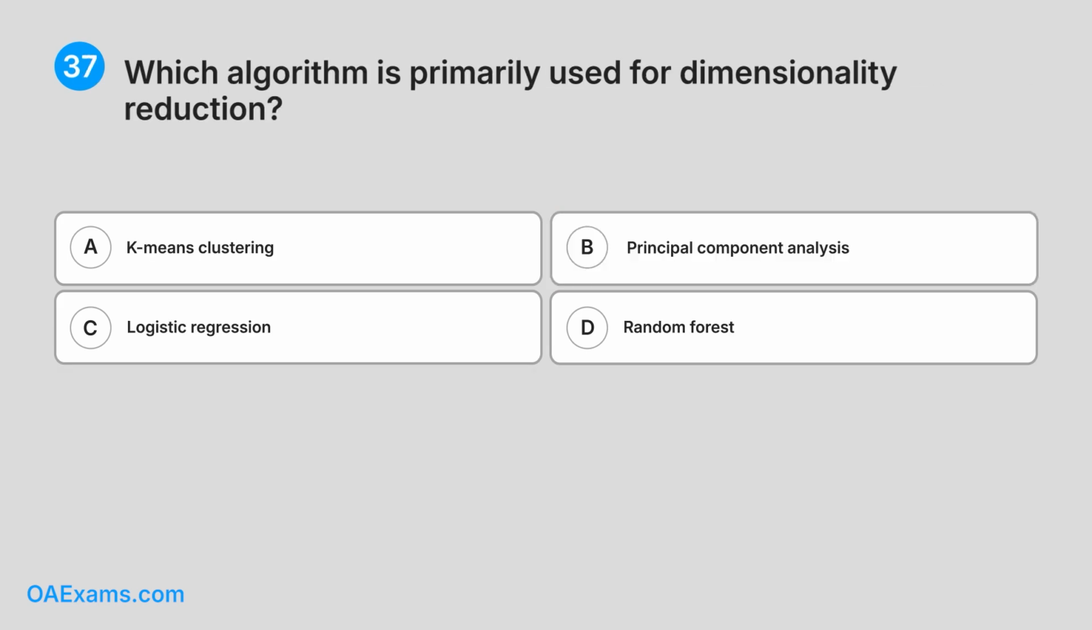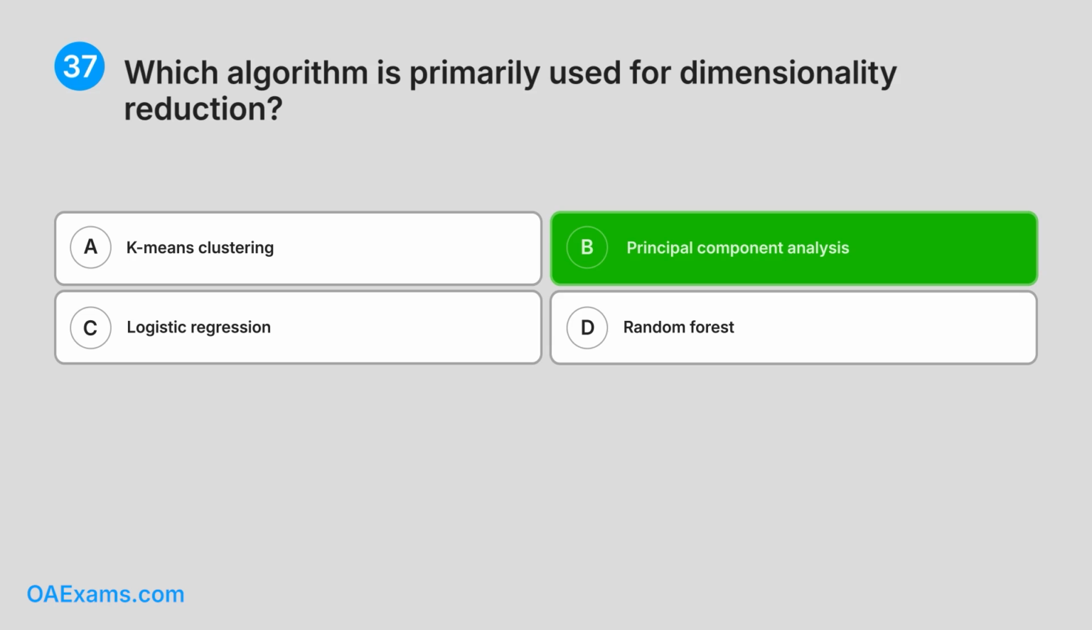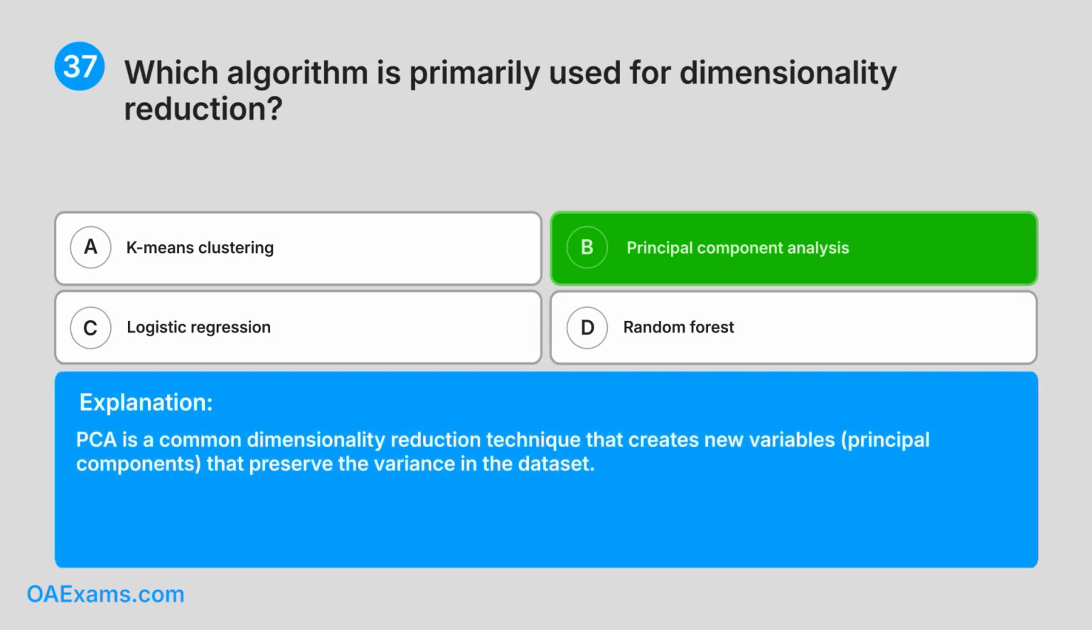37. Which algorithm is primarily used for dimensionality reduction? A. K-means clustering. B. Principal component analysis. C. Logistic regression. D. Random forest. Can you guess the answer? Correct answer, B. Principal component analysis. Explanation. PCA is a common dimensionality reduction technique that creates new variables, principal components, that preserve the variance in the dataset.